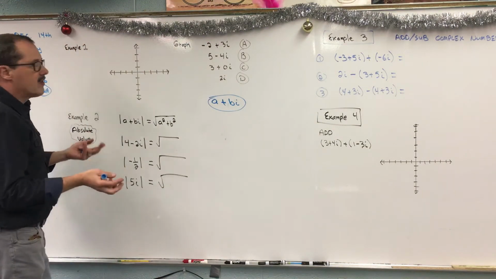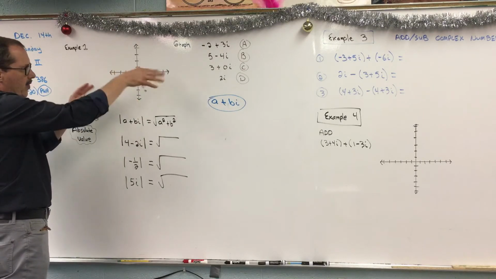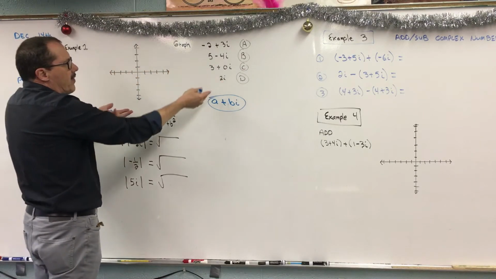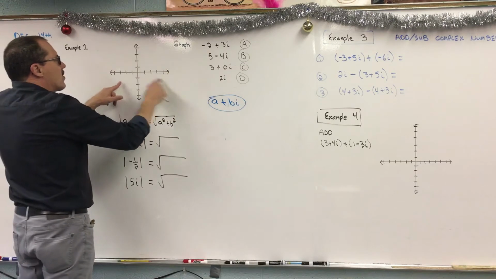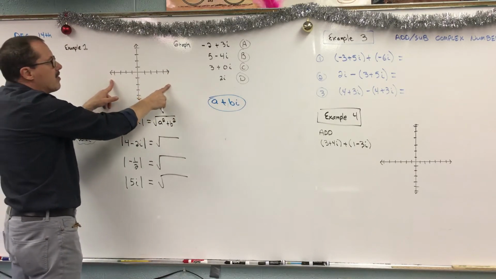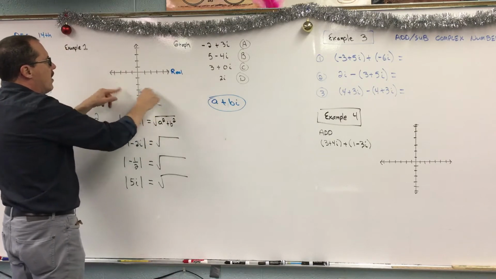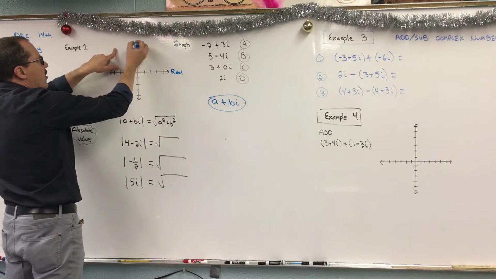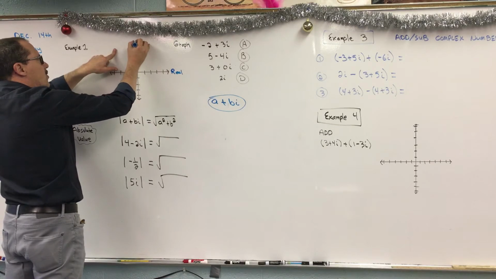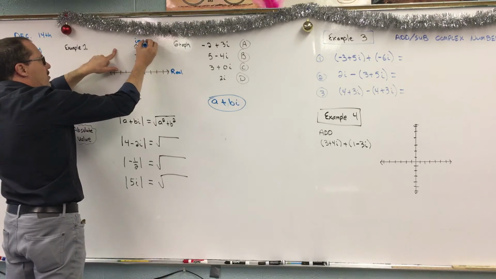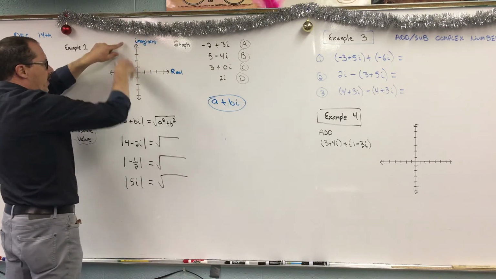And when you do yours, just make one graph and then put each of those on, but put a letter or a number next to it so you know what it is. So the x-axis in the complex numbers is the real numbers, and your y-axis is your imaginary numbers. So imaginary are going up and down.